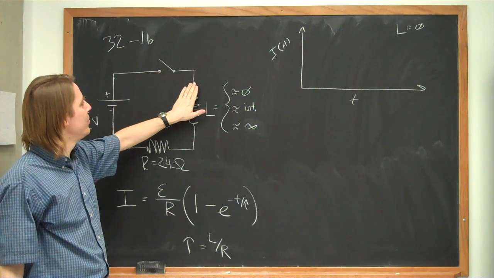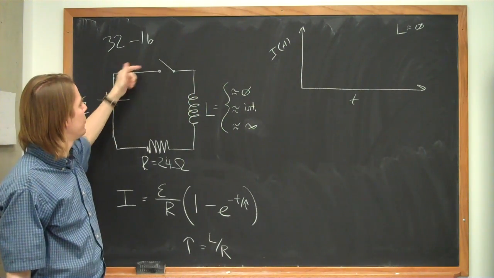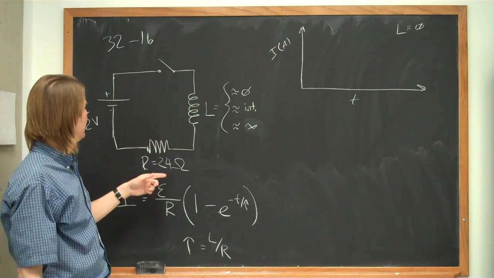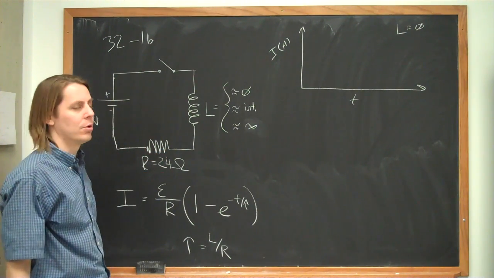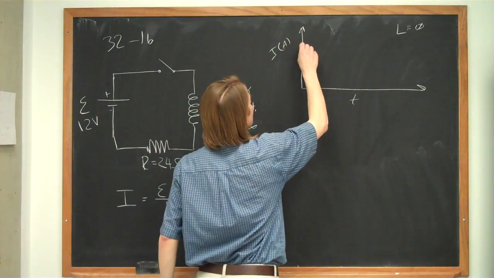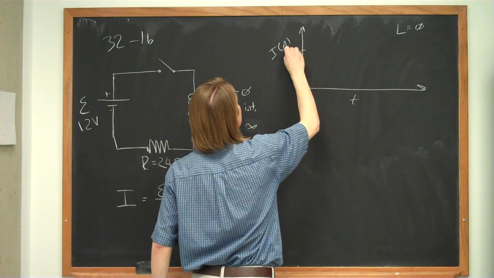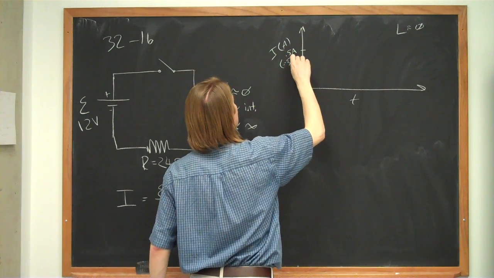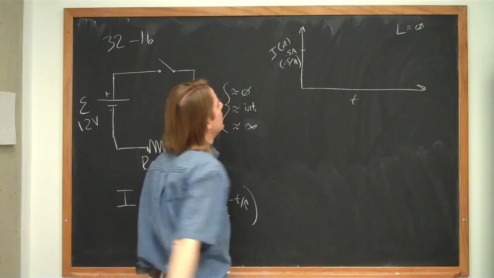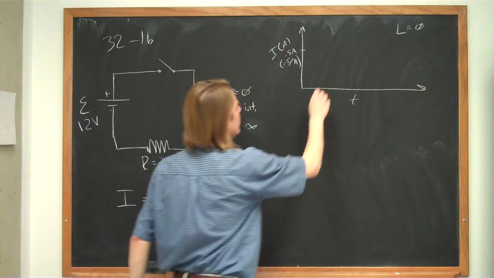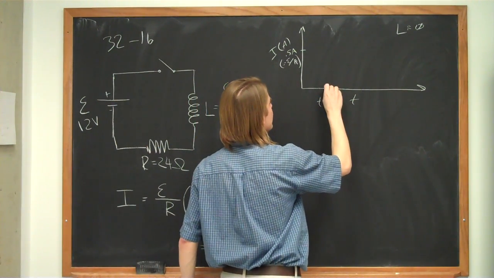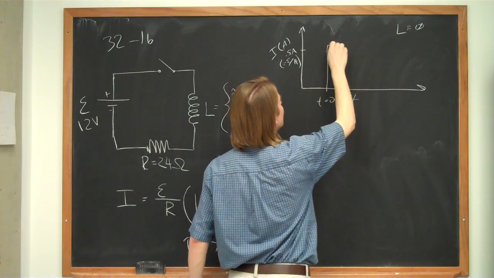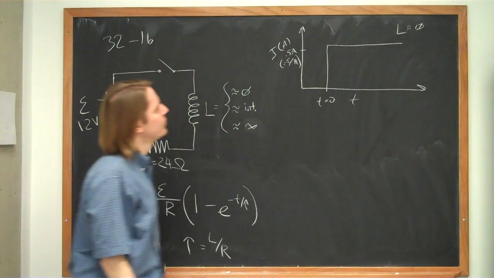Well, what would happen if there's essentially no inductor, there's just a wire there? You throw the switch, you're going to get a current that goes up very quickly and gives you a current value of 12 volts over 24 ohms. So here would be 0.5 amps. That's equal to E over R. So at t equals 0, before you threw the switch, it would be 0. And then suddenly the current would very quickly jump up to 0.5 amps, and it would just sit there at 0.5 amps.